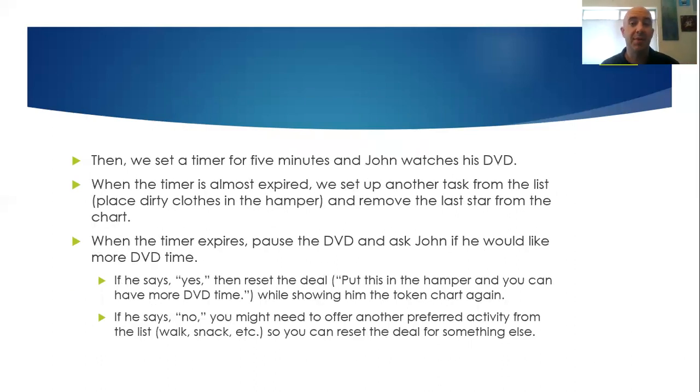Now for this example, because this is the first time John might have ever seen a token chart, or even if he hasn't seen it in a while, or you're just trying to build things up, I want to repeat that situation, because if you do it one time, one day, it's not going to be effective. They're not going to understand the token chart. But if we want to get that repetition, in this example, we set a timer for 5 minutes. And then when the timer's almost expired, we set up the next task. This one might be the dirty clothes in the hamper, or something else from that other list. It's going to be something quick.